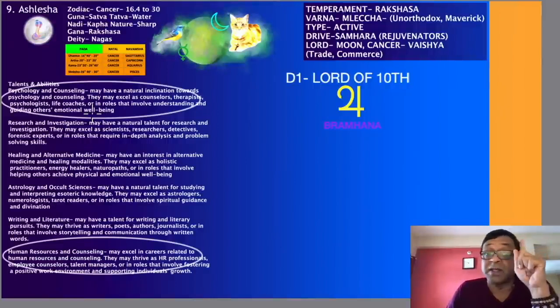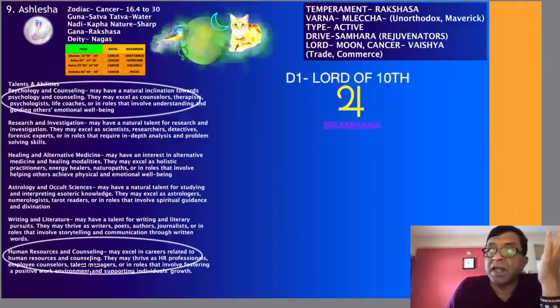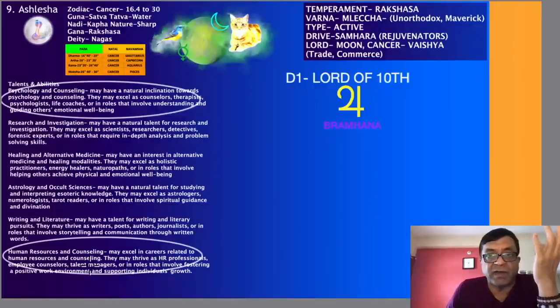The Lord of the 10th in the natal. Another one I could find was human resources and counseling. This is also very closely linked, obviously. They may excel in careers related to human resources and counseling. They may thrive as HR professionals, employee counselors, talent managers. A life coach is all of these in one way or another, obviously, that involve fostering positive work environment and supporting individuals' growth. What do life coaches do? They support individuals' growth, right?